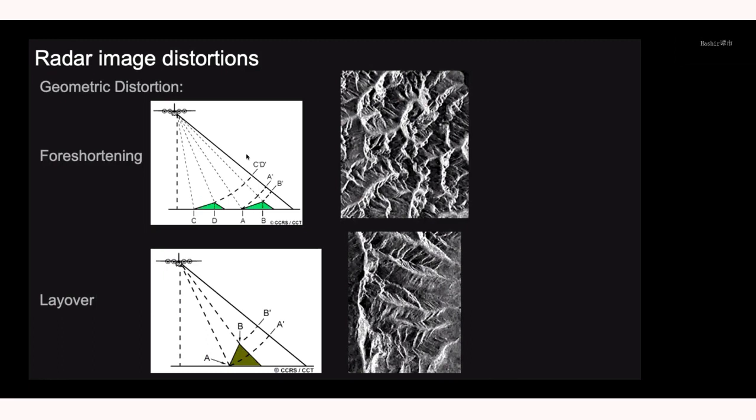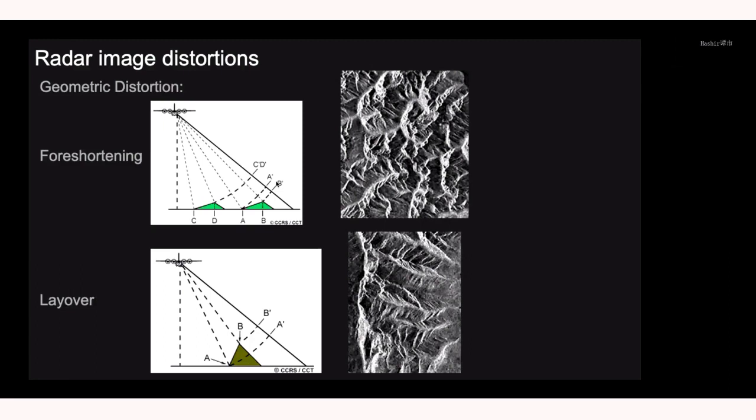Again, let's see. Because the radar measures distance in slant range, the slope of AB will appear compressed in the SAR image. As we can see, this is the length of A and B, and what we will see in the radar image will be A dash and B dash, so it will be compressed. So yeah, this will happen.